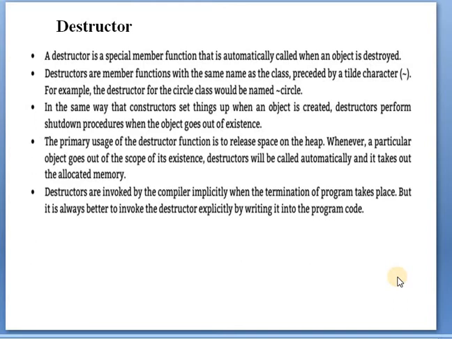Destructors are invoked by the compiler implicitly when the termination of the program takes place, but it is always better to invoke the destructor explicitly by writing it into the program code. Means what? If we are not writing the destructor in the program, the compiler automatically calls the destructor at the end or termination of the program. But we can explicitly write tilde and the destructor name in the program code to deallocate the memory before the termination of the program. So this is the destructor.